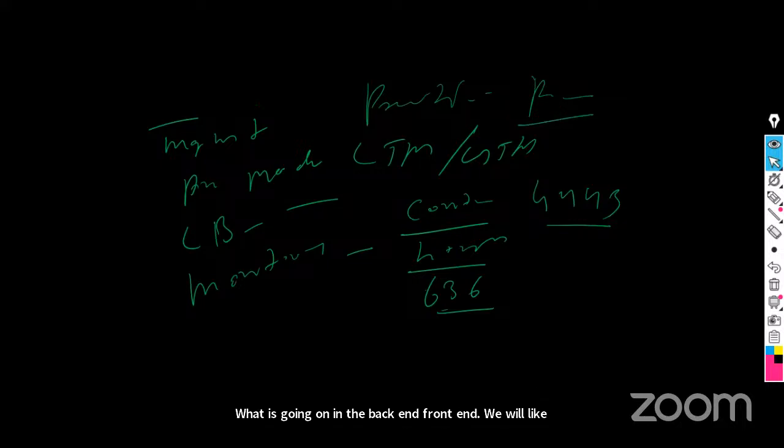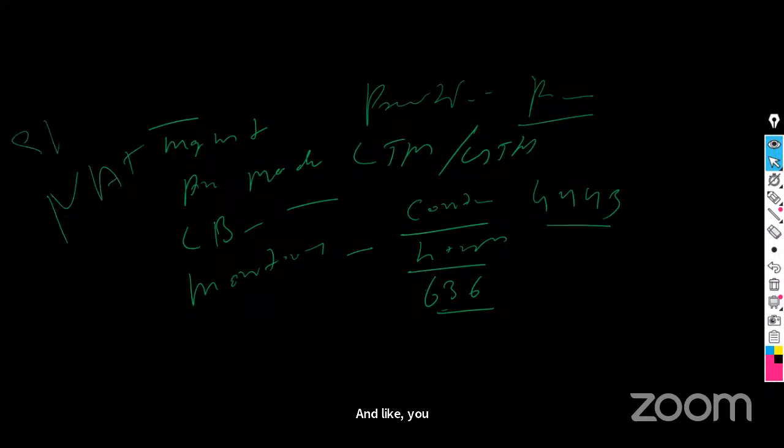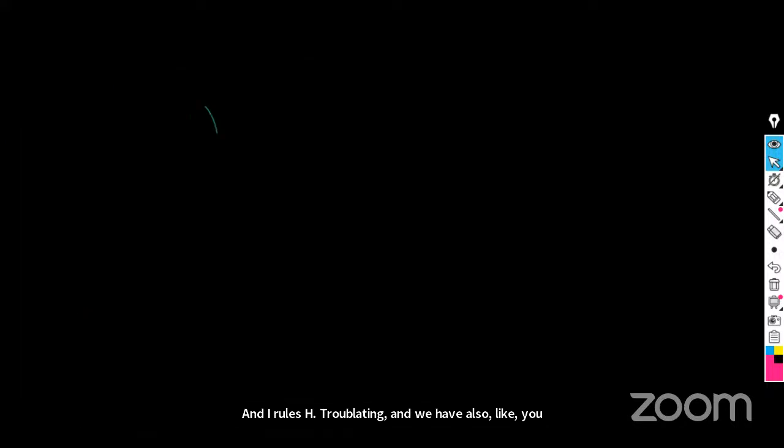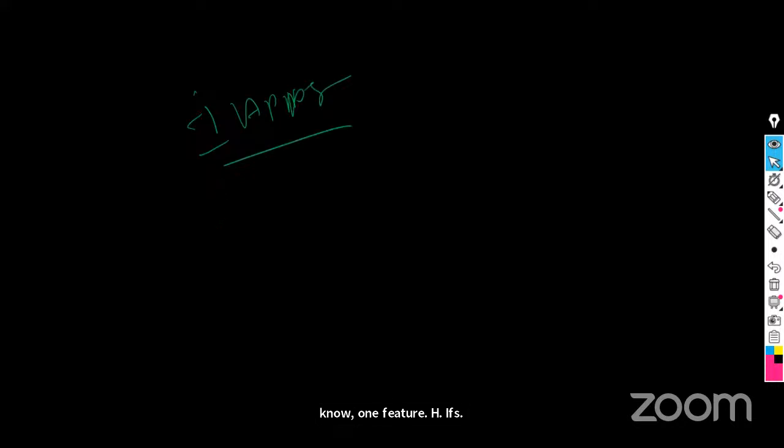We also discuss NAT, SNAT, and under that the auto map. So this we will discuss. And also iRules, HA, troubleshooting, and we have one more feature, iApps. Those who are already working on the F5 know iApps.